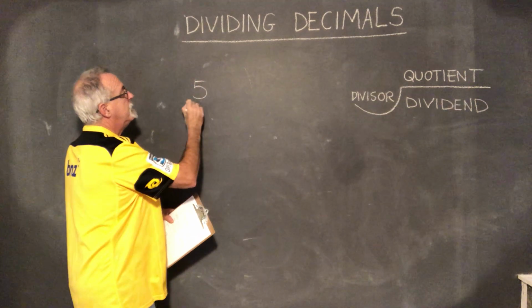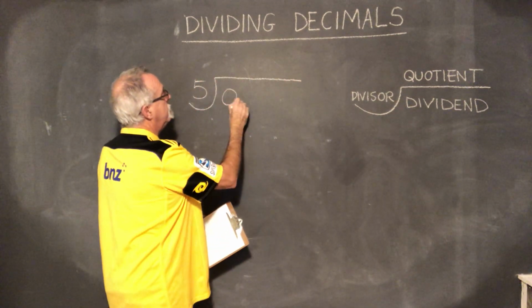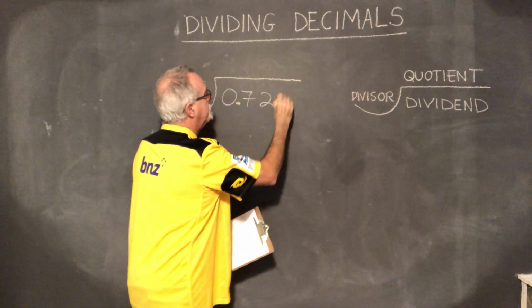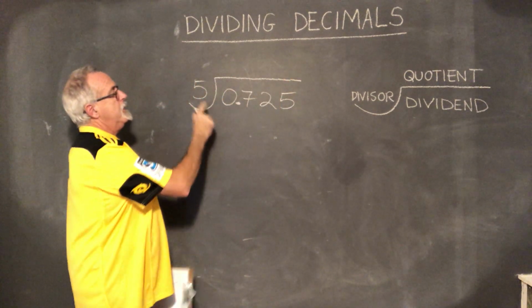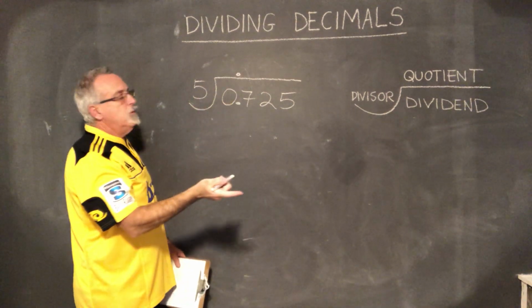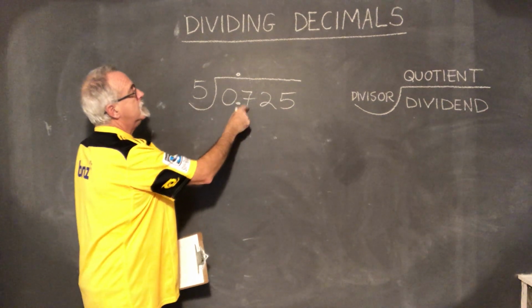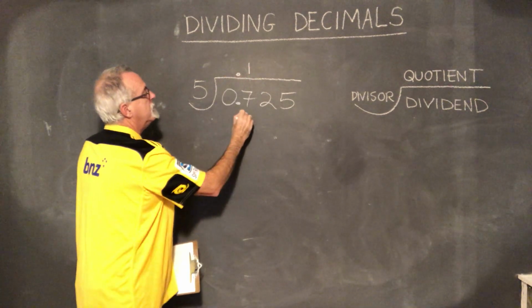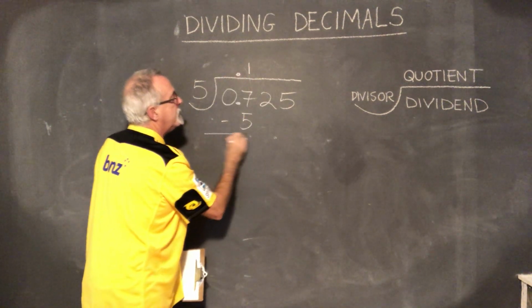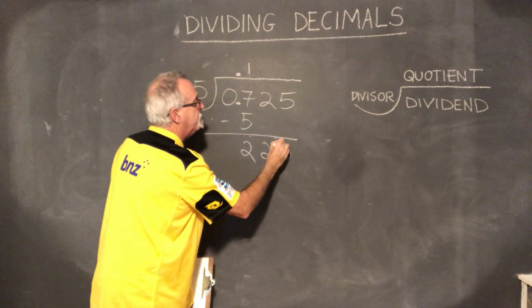5 into 0.725. Put the decimal right above the decimal. 5 doesn't fit into 0, so I'm not going to write anything here, or I could write a 0 there. 5 fits into 7 though, once. 5 times 1 is 5. Let's subtract. 7 minus 5 is 2, but I'm going to carry down this 2 and this 5.